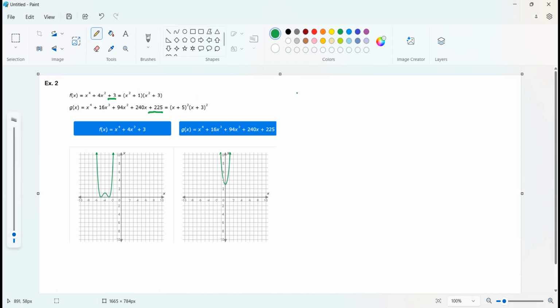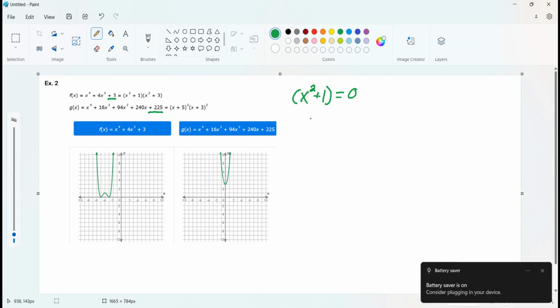Let's see, which one do I want to do? I'll do this one first. I want to show you something. If you notice, this has an x squared on the inside of one of those factors. I'm going to set it to 0. Now, we want to solve for x. These parentheses are really not helping us with anything here, so we can drop them.